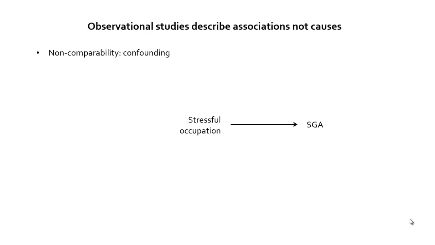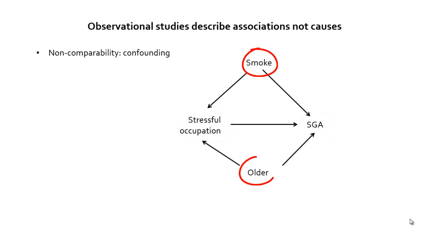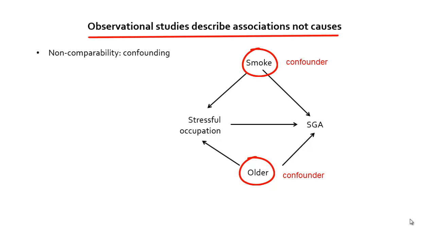So, for example, if we observe that women who work in stressful occupations tend to give birth to babies that are small for gestational age, it's possible that women in high-stress jobs also smoke more and are also older. And it is these variables, called confounders, that explain the higher incidence of small for gestational age births among women from stressful occupations. And this non-comparability of exposure groups, or potential for confounding, means that we can only really report associations rather than causal effects from an observational study.